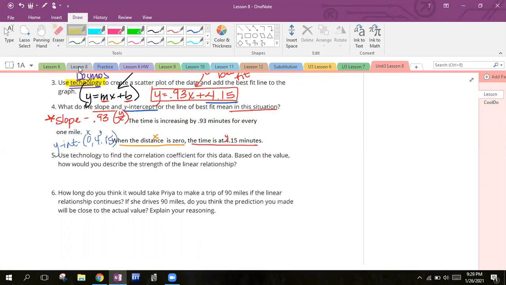All right, number 5, once again, it wants us to use technology to find the correlation coefficient. We have not talked about how to use technology to find the correlation coefficient. Based on the value, how would you describe the strength? So once again, that correlation is the R value. Desmos is going to make your life so much easier.